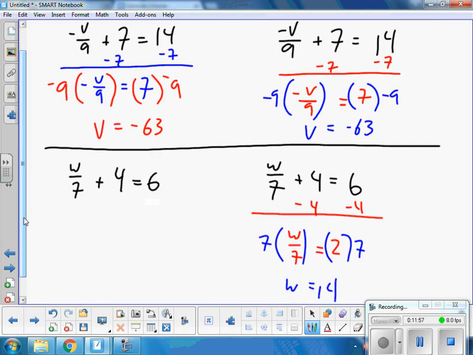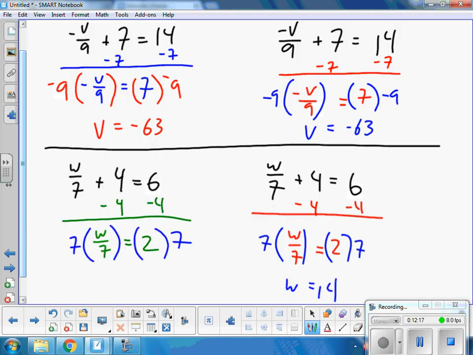Let's see what we got here. I'm going to look at the left side. I see I'm adding 4, so the opposite would be to subtract by 4. And I'm left with w over 7 equals 6 minus 4, which is 2. I see that I'm dividing by 7, so the opposite would be to multiply by 7. And 7 over 7 is 1, so I'm left with 1w. 2 times 7 is 14.